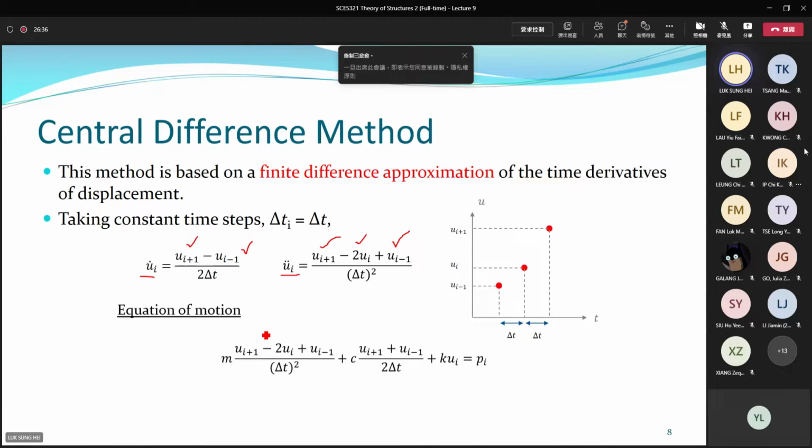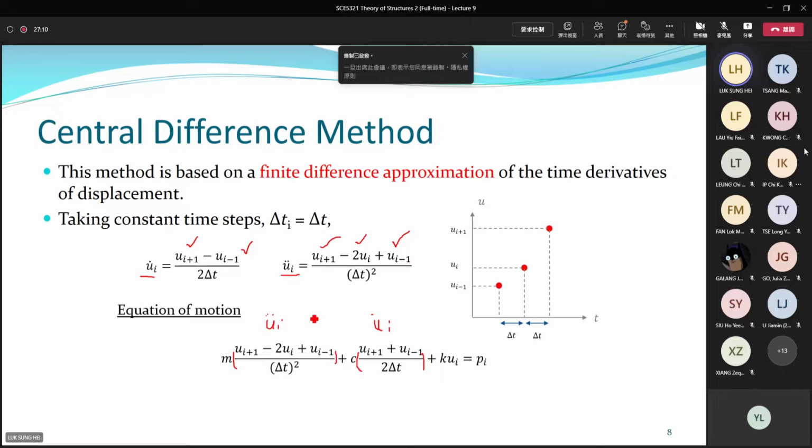Now you can substitute these finite difference approximations into our equation of motion again. Velocity and acceleration can be replaced using these finite difference approximations. u double dot i is equal to this one. u dot i equal to this one, right? And the whole equation now involves only displacement, no velocity, no acceleration terms.